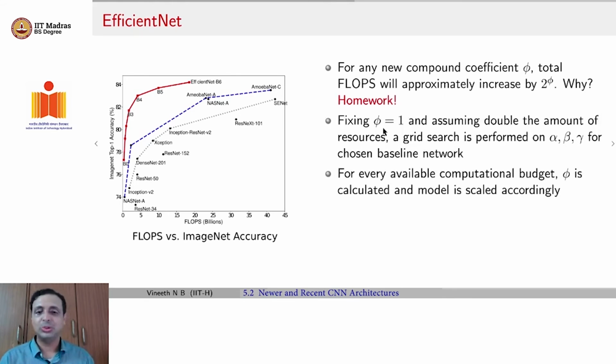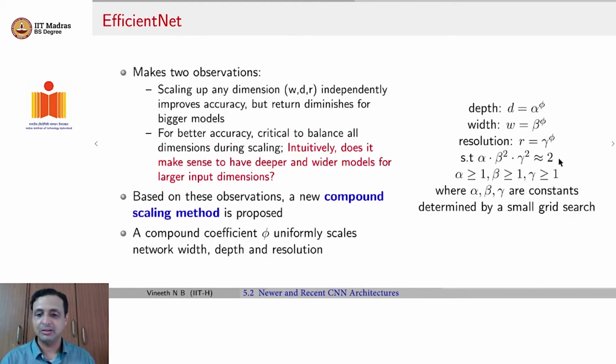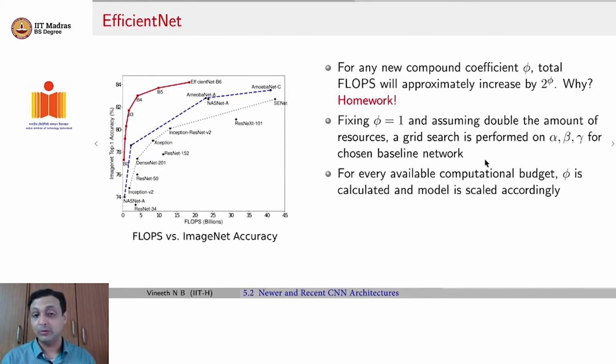Using this approach, you can first fix phi is equal to 1. You do a grid search on alpha, beta, gamma, solve this equation that you see here: alpha into beta square into gamma square is equal to 2, and that would give you a certain value of alpha, beta, gamma. Now, for that choice of alpha, beta, gamma, vary your phi based on whatever your computational budget is. As I said, if your computational budget doubled, set phi is equal to 1. And now if your computation budget reduced, accordingly change your phi.